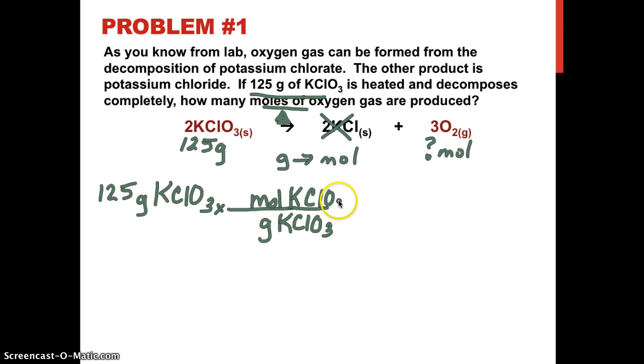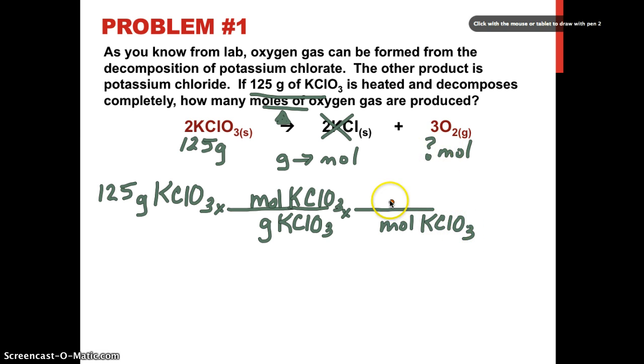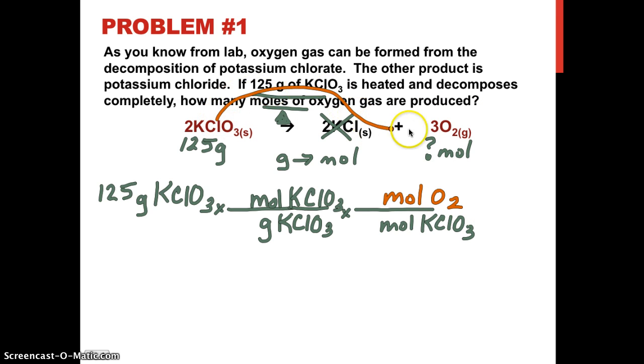And then after this, I can go ahead and bridge from moles of potassium chlorate in my mole ratio, and go to moles of oxygen. Okay, so notice that where I'm going is on top of this conversion factor. I'm going from potassium chlorate to oxygen. So potassium chlorate is on the bottom of my conversion factor, oxygen is at the top.